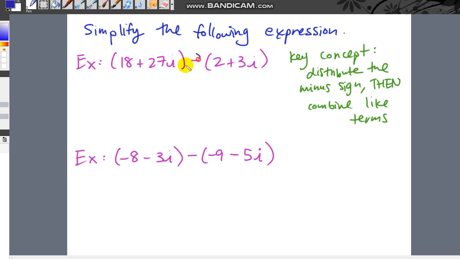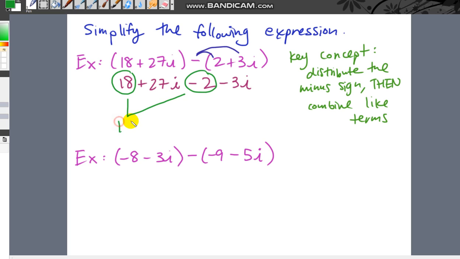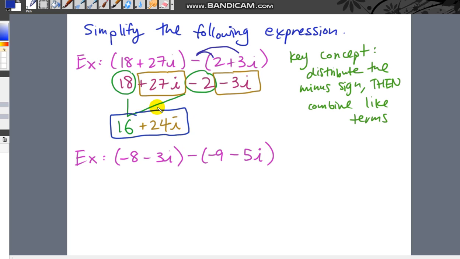So distribute the minus sign. We have a minus sign here, so we need to distribute it into this expression on the right hand side. So what we have is we have 18 plus 27i. This becomes a -2, and this becomes a -3i. Now, in order to combine like terms, we have 18 minus 2 here. So 18 minus 2 gets us 16, and then we have positive 27i minus 3i. So 27i minus 3i gets us a positive 24i. Okay, so that is how you would do that one.